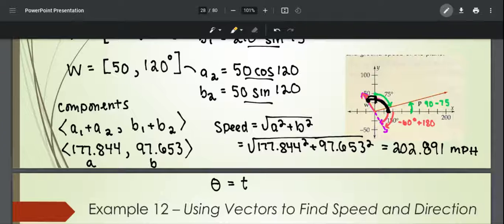Your direction, remember, is your theta, so that's your inverse tangent of B over A using your formulas. So theta will equal the inverse tangent of our B value, 97.653, over our A value, 177.844.